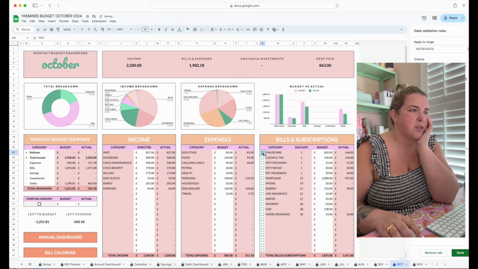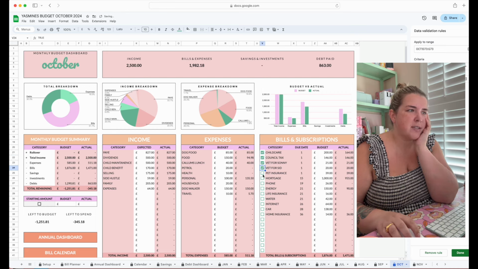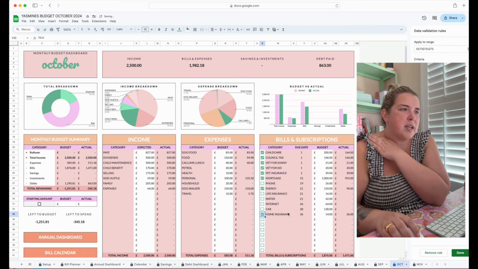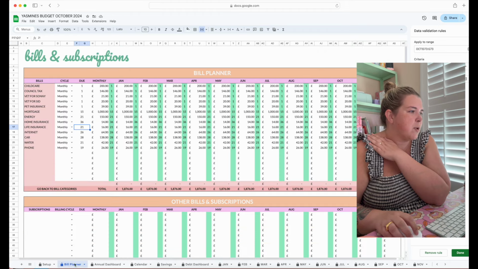So I'm also now just going to tick off the bills that I've paid. So I've paid the childcare, the council tax, the vets, the pet insurance, the mortgage. My phone hasn't come out. My energy has come out. Need to check phone. I think it's coming out from a different account. And this home insurance is coming out. The due date says 36, but that is incorrect. Let me just check on the bill planner.